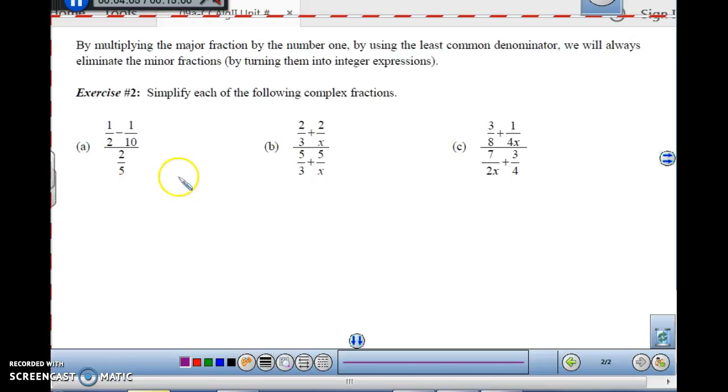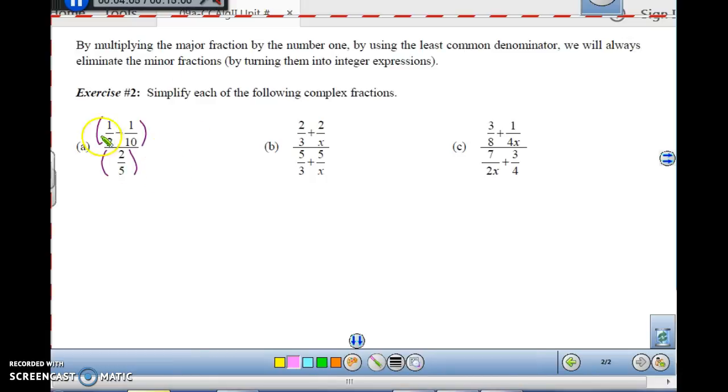If I want to do this, I want to multiply by the least common denominator for the entire fraction. So looking at this entire thing, my denominators are 2, 10, and 5. What's my common denominator? It's going to be 10. So I'm going to multiply the numerator by 10. I'm also going to multiply the denominator by 10. All right, so when I multiply, remember this is really 10 over 1.